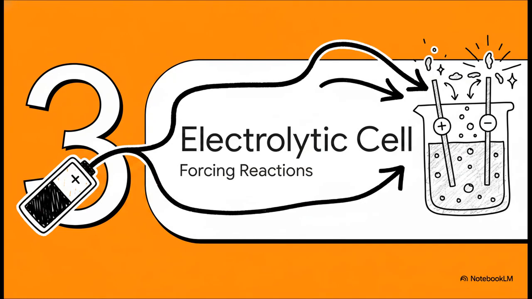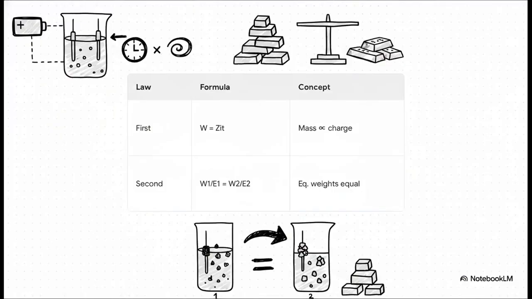Section 3. Electricity forcing chemical reactions. Let's talk about the electrolytic cell. So, when we flip the script and connect an external battery to force a non-spontaneous reaction, say if we're purifying a metal, we need to know exactly how much substance we're actually moving. Faraday's laws give us the exact playbook here. The first law simply states that the mass deposited at the electrodes is directly proportional to the total electrical charge you pump in. That's just current multiplied by time.